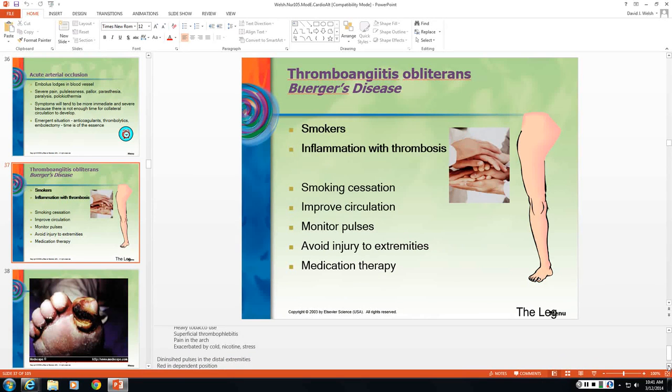They could have superficial thrombophlebitis. They're going to have pain in that area. It's going to be exacerbated by cold, nicotine, and stress. They're going to have diminished pulses in those distal extremities. Usually they're going to be red, or have rubor, in a dependent position, and they can develop ulcers.